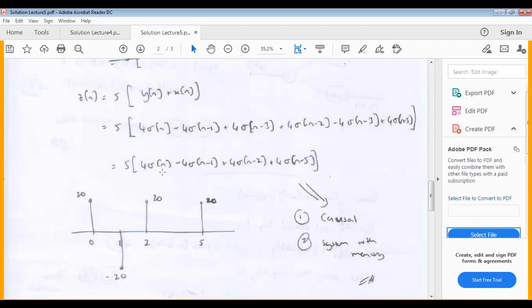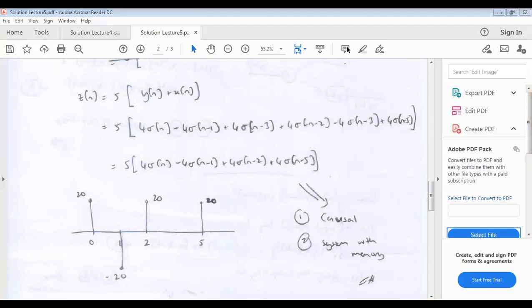And also the system is said to be causal. Why? Because the output depends on the present input and the past input values. There is no case where it depends on a future input value. So due to this, the system is causal and the system is said to have memory.